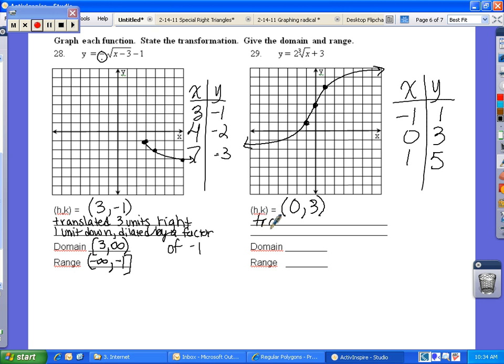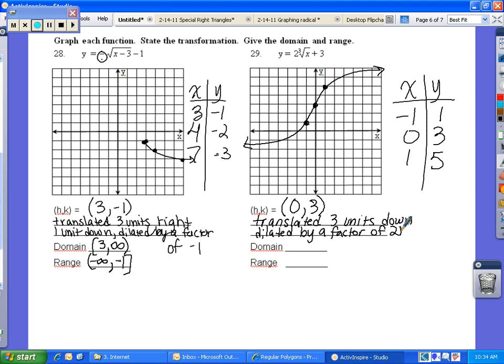That means that this is translated 3 units down, and the dilation is taken from 4, so it is dilated by a factor of 2.